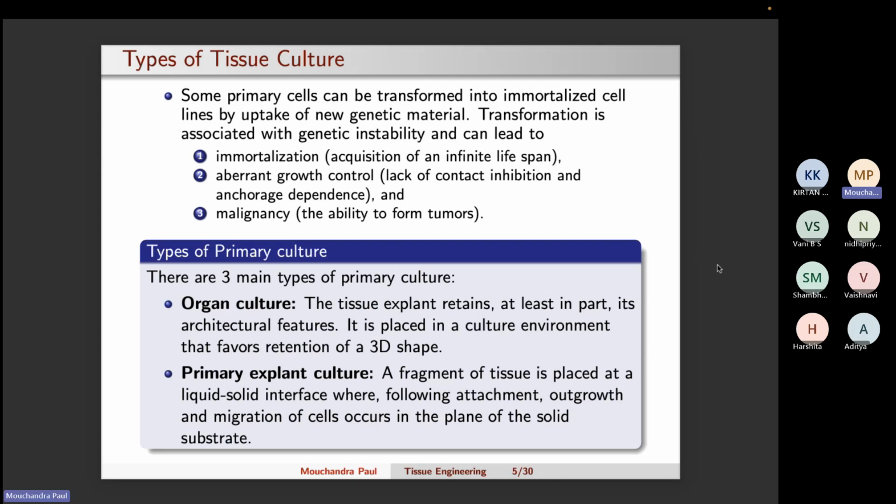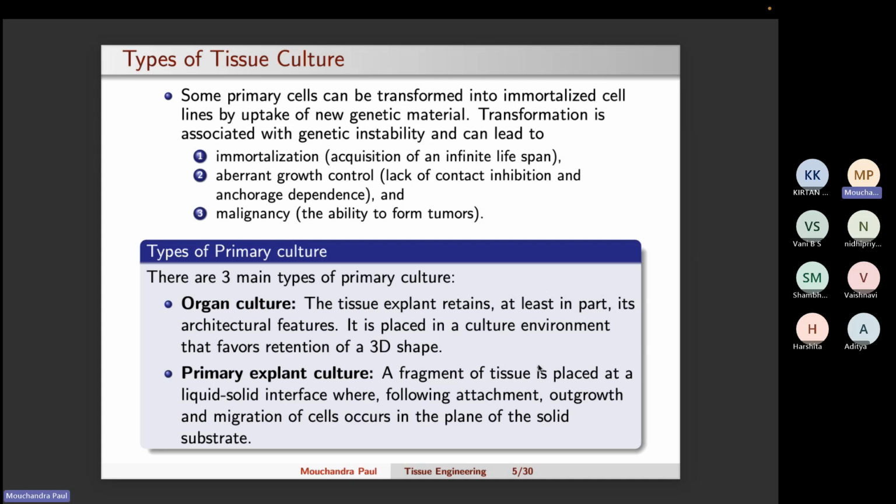Sorry for the interruption. As I was saying, you basically take a small tissue section from the animal body and place it in a suitable 3D environment where the conditions are optimized, in which you are basically growing that tissue. That is called organ culture.